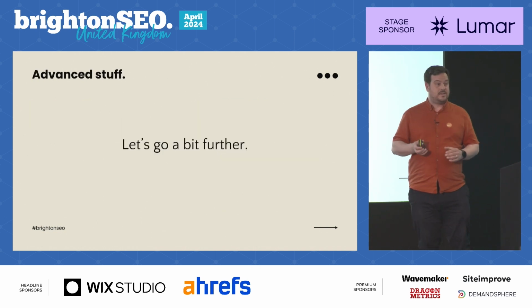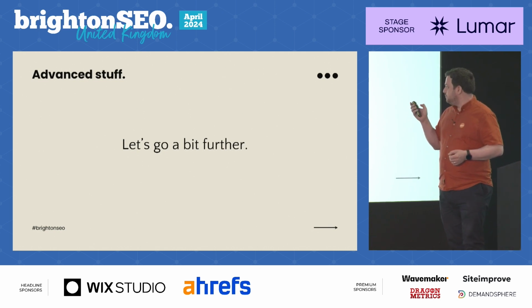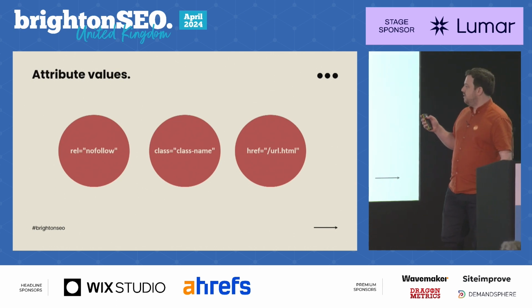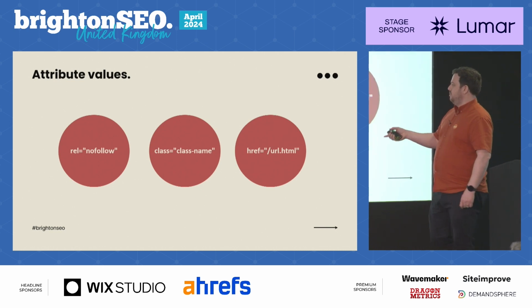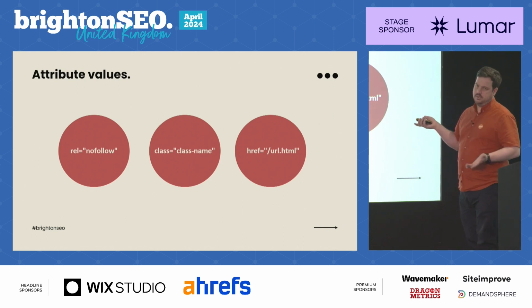So that is actually 95% of all of the custom extractions that you'll do, and hopefully it's not been too daunting for you. But we can go a little bit further. In this example, say we want to get the value of an attribute. Finding out if a link is a nofollow or not is a good example.